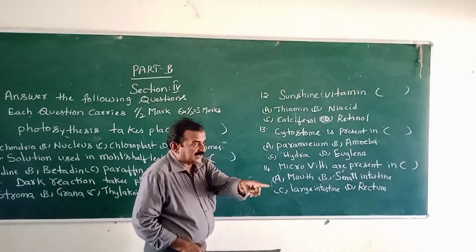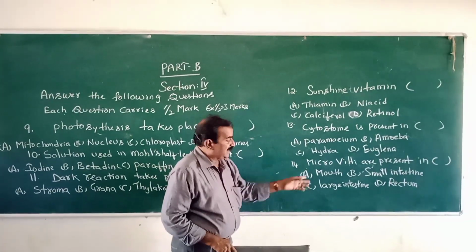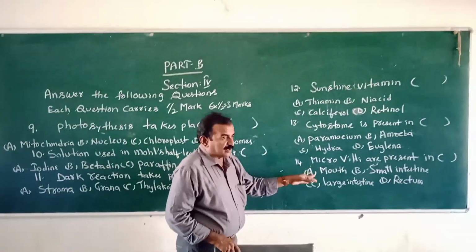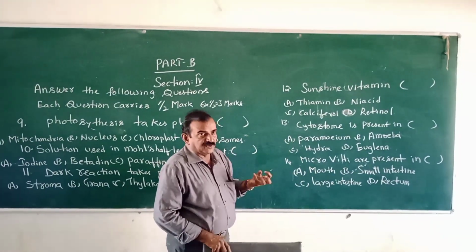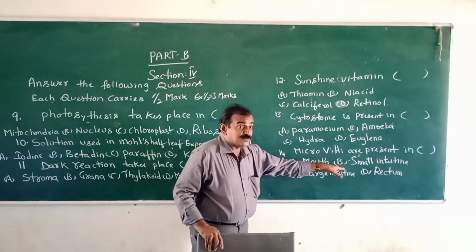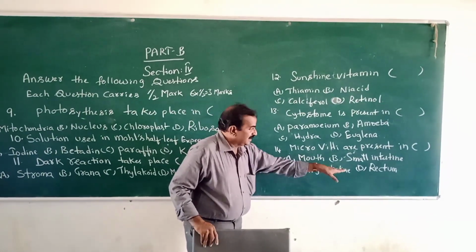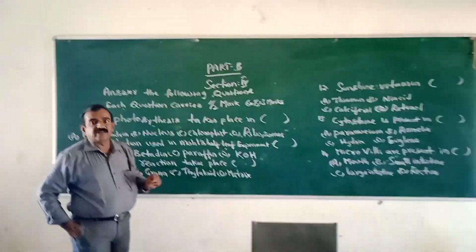And microvilli. I told you page 15 and also page 14. Microvilli: the diagram is there, and on page number 14 also. Microvilli are useful for absorption of digested food. They are not present in the mouth. They are present in the small intestine, not in the large intestine, not in the rectum. The answer is small intestine.